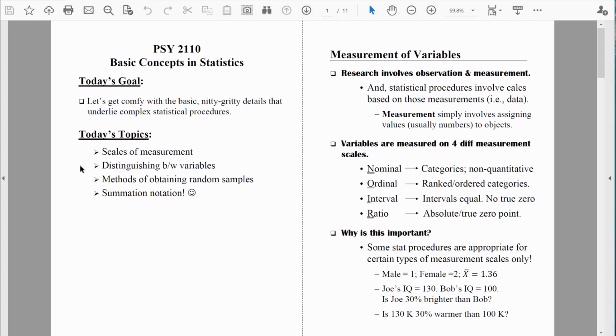Hi everybody, welcome back. As we continue to talk about basic concepts in statistics, this time let's focus on distinguishing between different types of variables.